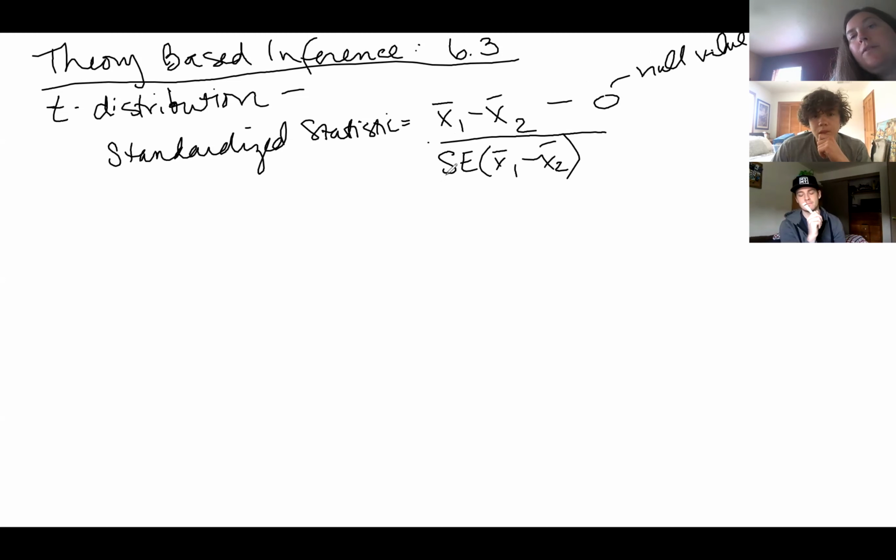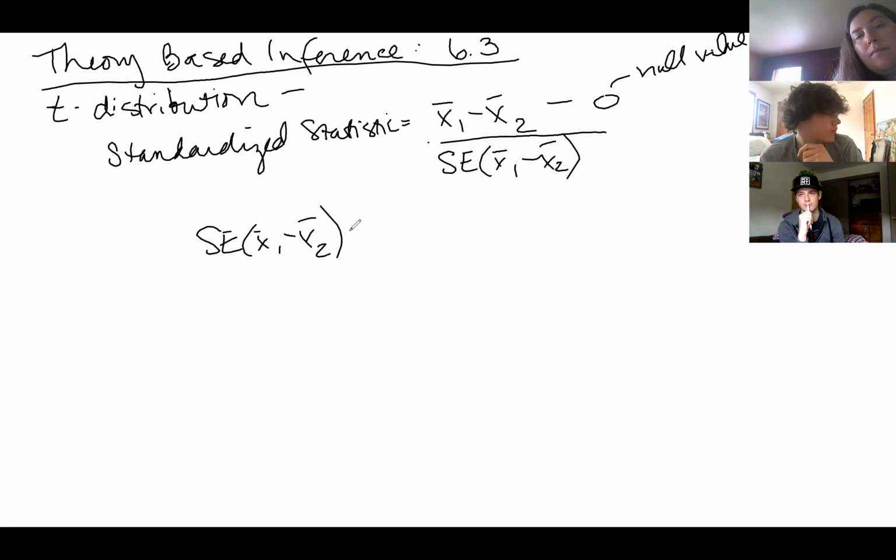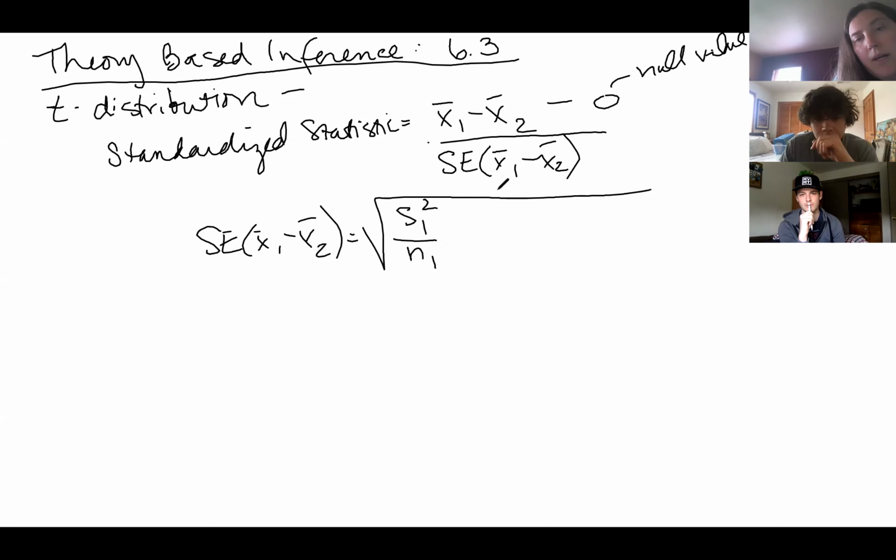And when we have standard error, this means standard error of the difference in means. This isn't multiplication. It's going to be one value that we're going to calculate from this equation. So we have S1 squared divided by N1 plus S2 squared divided by N2. So I'll define what those are.